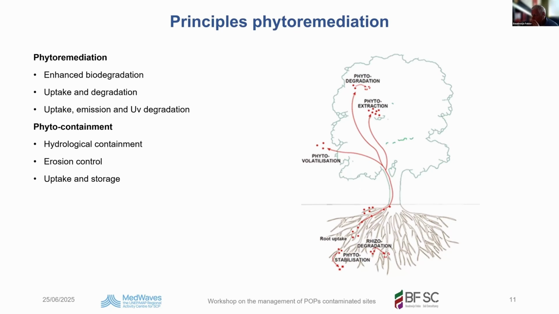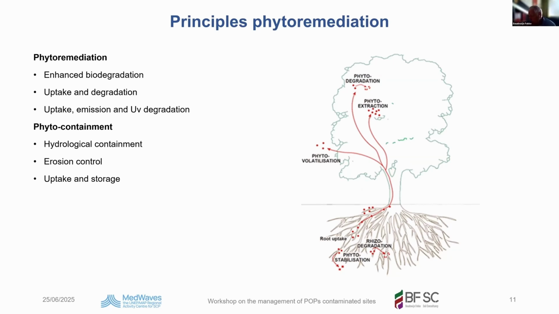By planting, let's say, many plants that demand a lot of water, and that the roots reach the water table, gives you this hydrological containment. This is used in Holland. I do not think in your country it will be feasible. But erosion control, yes. Vegetation controls erosion, so runoff is being stopped, so the migration of contaminant material is being reduced. And then uptake and storage, yes.